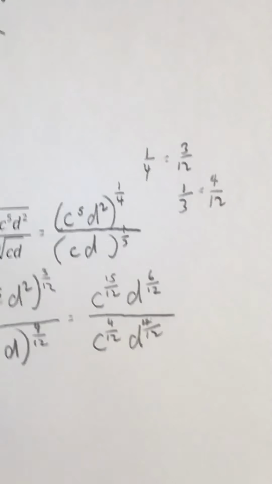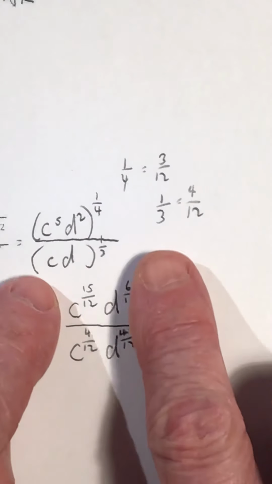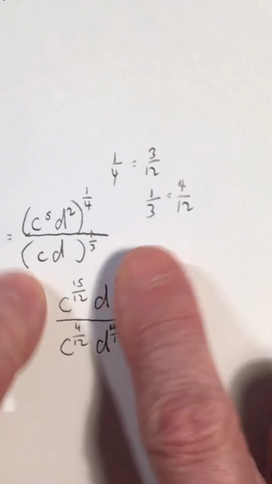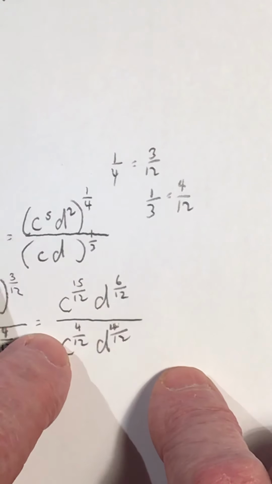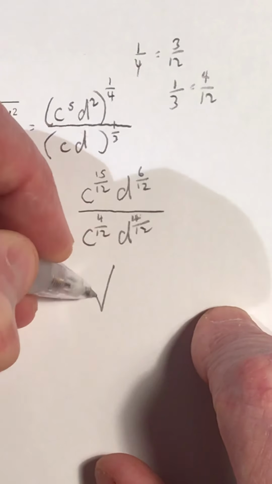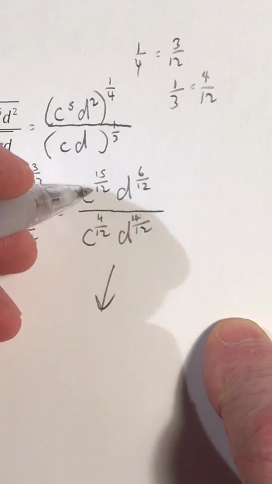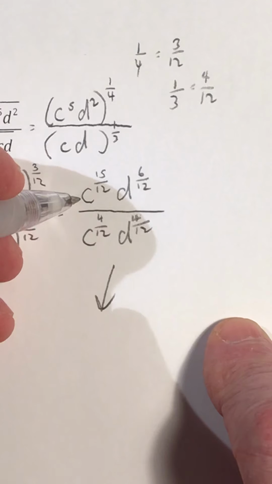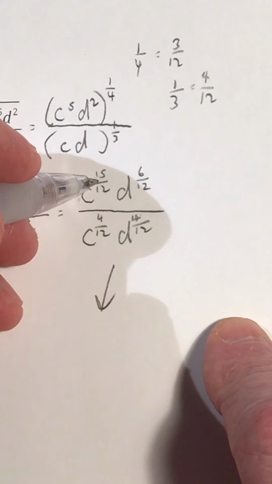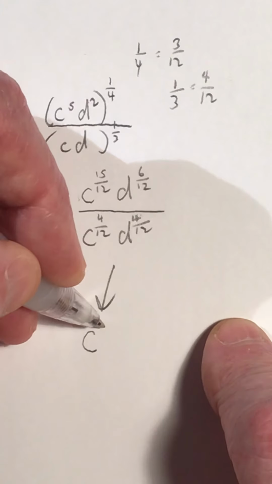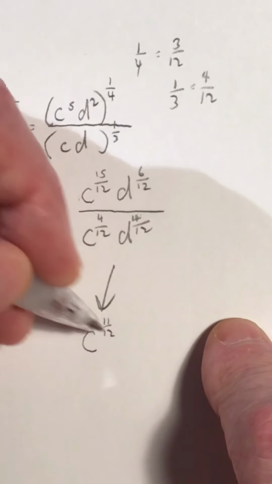Now, old idea, one variable at a time. Where's the bigger power of the variable C? In the numerator, 15/12 is bigger than 4/12. So I'm going to go down here for space. We'll have the C term in the numerator, and the new exponent will be 15/12 minus 4/12, which is 11/12. We'll have C to the 11/12.